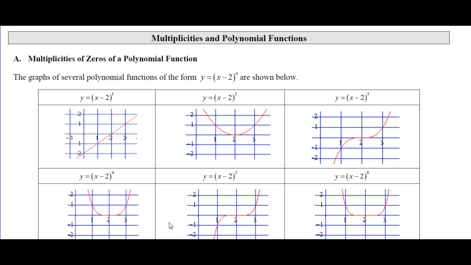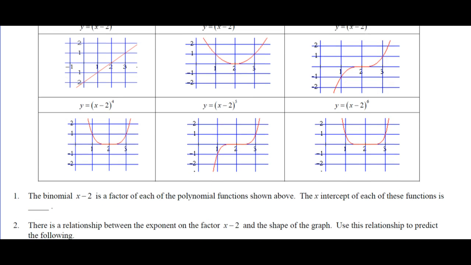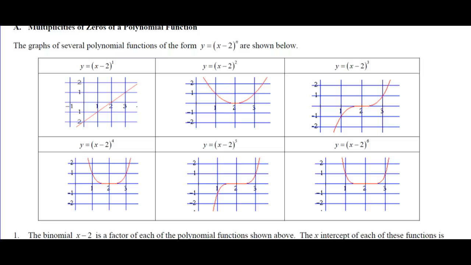The graphs of several polynomial functions of the form y equals (x minus 2) to the n, so n is 1, (x minus 2) to the 1, (x minus 2) squared, cubed, to the power of 4, to the power of 5, to the power of 6. Now we notice, and you can say, well, there's some commonalities here, right? There's something going on, especially when x is equal to 2.